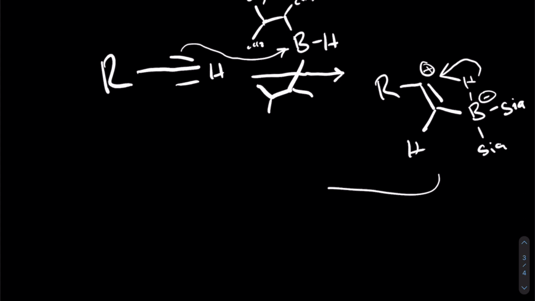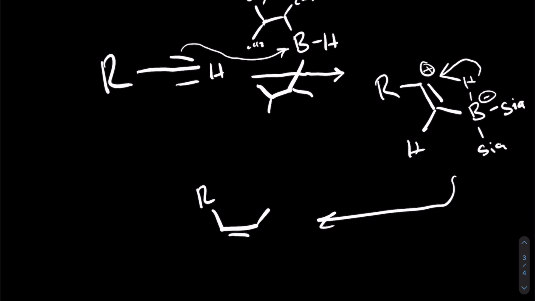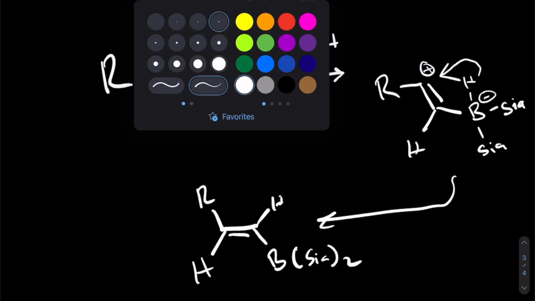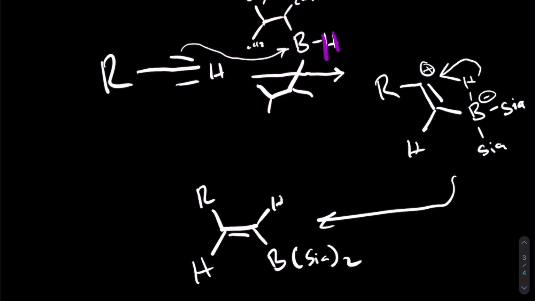And you're starting to see how this is going to be anti-Markovnikov, aren't you? You're going to end up with an R group, double bond here, H, and the boron. We're going to call it B, Sia2, sec-isoamyl. And that's your brand new hydride. I'm going to color that in so we're all on the same page. That is that hydride, that hydride, that hydride. And now you've got this boron stuck there.